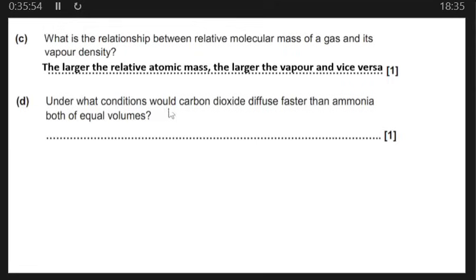Then D, under what conditions would carbon dioxide diffuse faster than ammonia, both of equal volumes? It could be that when the temperature of carbon dioxide is increased, that's when you would expect carbon dioxide to diffuse faster than ammonia, because carbon dioxide, as we have seen previously, has more relative molecular mass than ammonia, so it is heavier. So for it to diffuse faster, you have to increase its temperature to increase the rate of diffusion. All right, so let's go to another question.